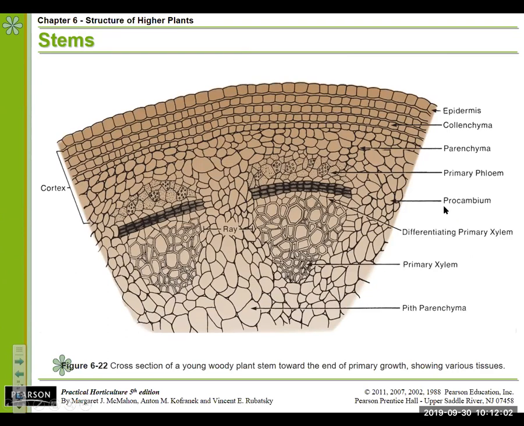Just looking at the cross section of a stem here, and this is of a woody plant because we can see we have that cortex. We have the primary xylem. We also have secondary xylem here as well, which is not labeled, but that secondary xylem is basically the wood of the plant. And again, that's all basically dead cells. So this would be our vascular cambium here, where it's being differentiated in that meristematic region into xylem and into phloem.